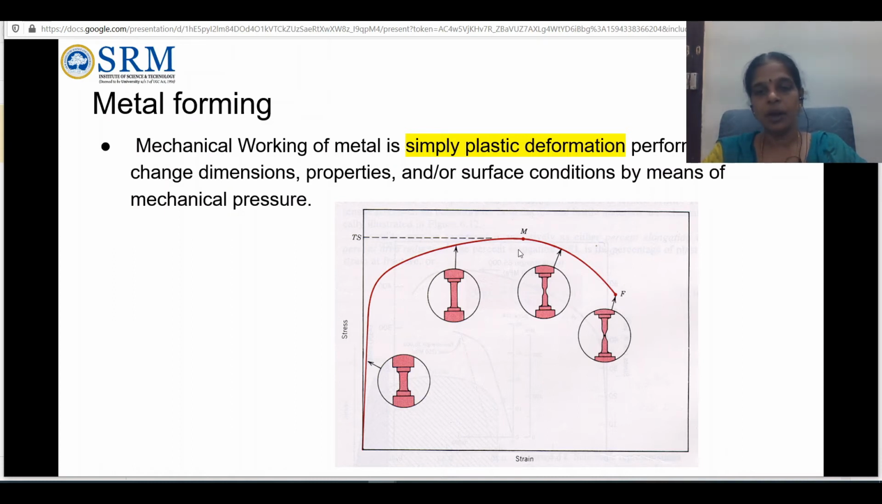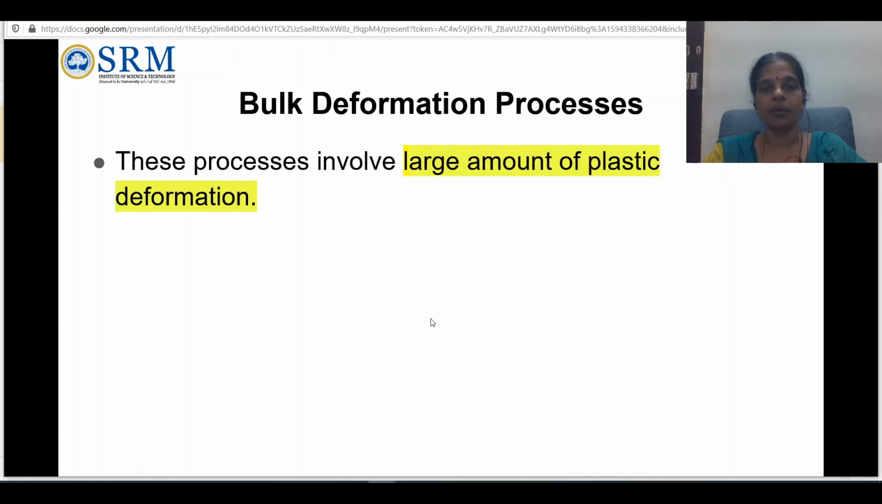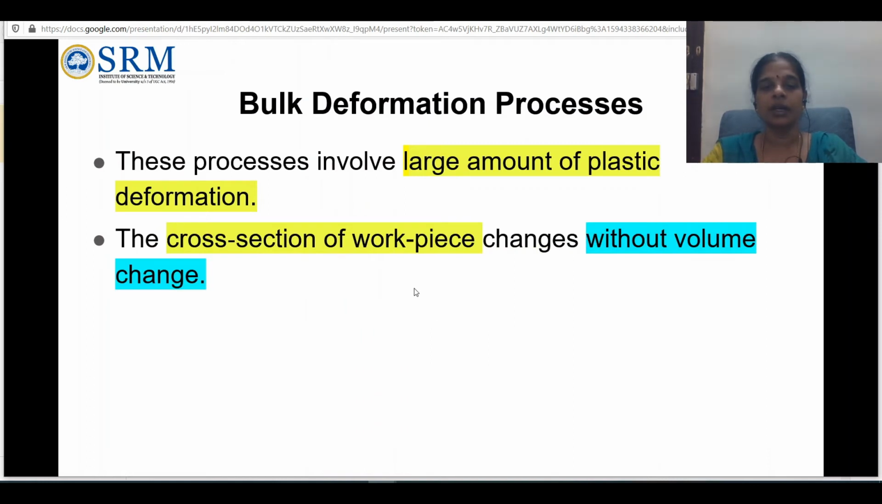Okay. So when you keep on applying the load, beyond this point, the ultimate tensile strength is reached and the material is going to break. So our ultimate aim is to work on this region of the curve. That is, here only the material is subjected to strain hardening or plastic deformation. So I can say the metal forming is a kind of bulk deformation process, which involves a large amount of plastic deformation, and here the cross section of the workpiece only changes without volume change.